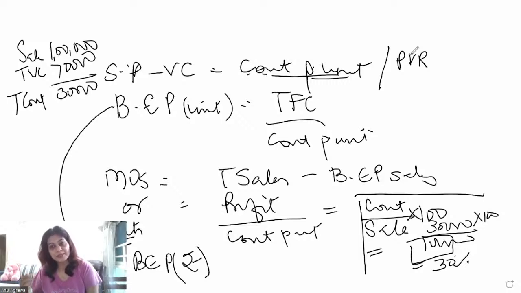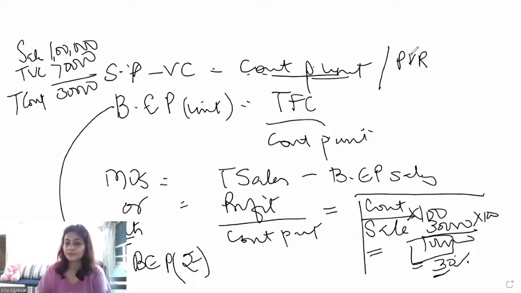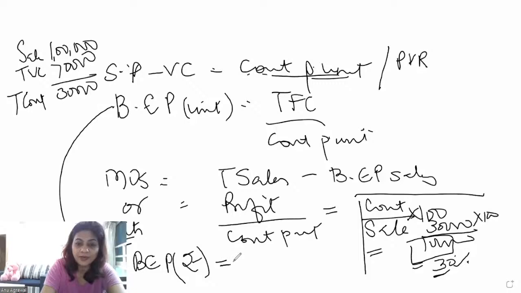Higher the percentage of contribution. If my contribution percentage is 30%, and there's another product on which my contribution percentage is 50%, where am I going to break even faster if the fixed costs are same? Definitely where my percentage of contribution is 50%, that is higher. That is why higher the contribution ratio, earlier you will be able to earn profits, or earlier you will be able to break even. Right? So if I want to find out break even point in rupee terms, I can do total fixed cost divided by PVR.